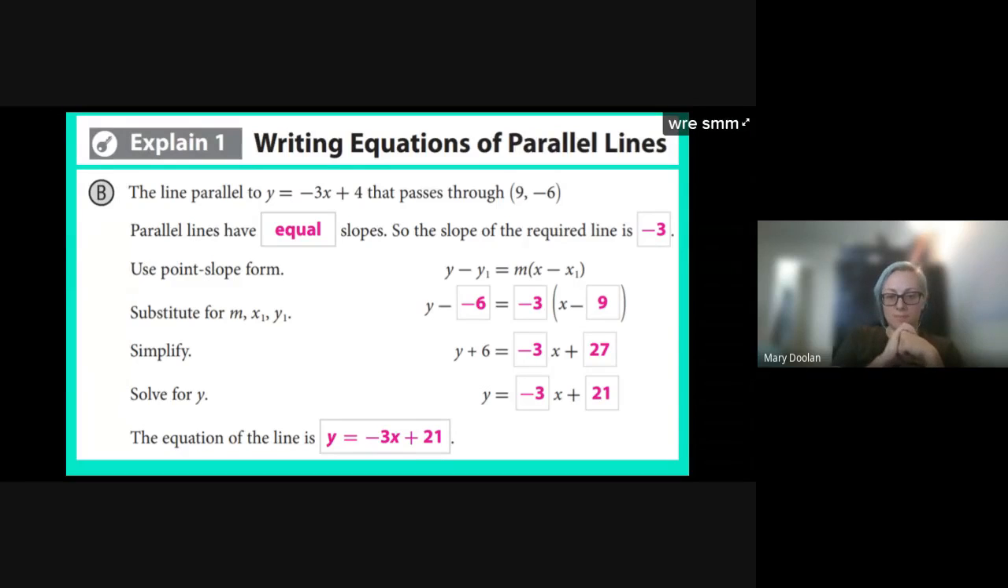The slopes are the same, but then we had to use the point slope form to substitute in and figure out what the y-intercept would be. It's plus 21.